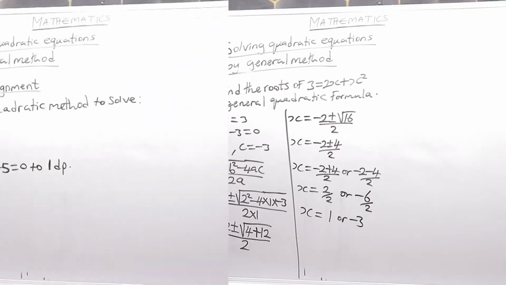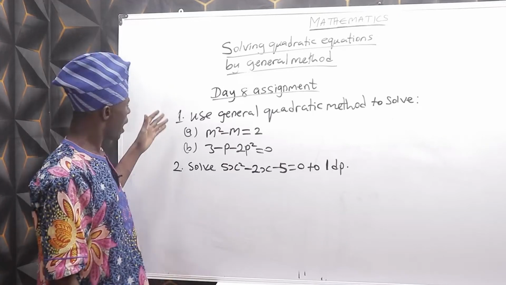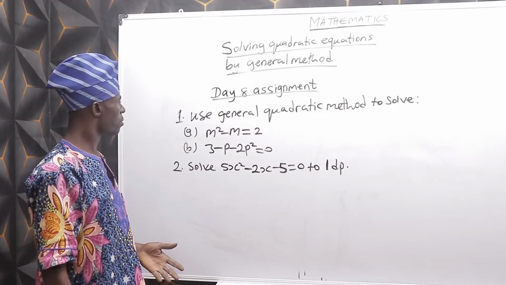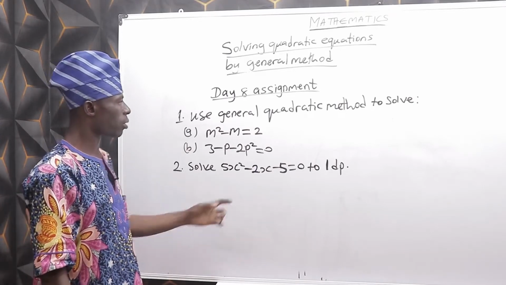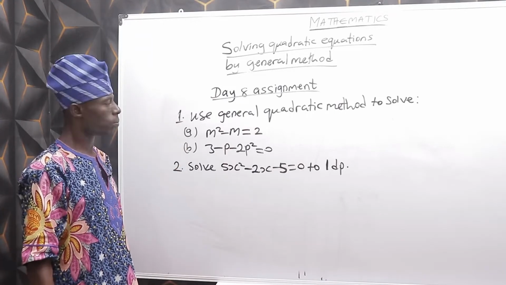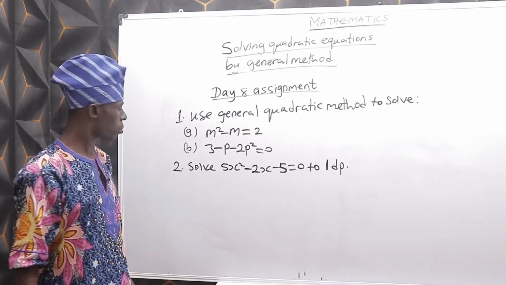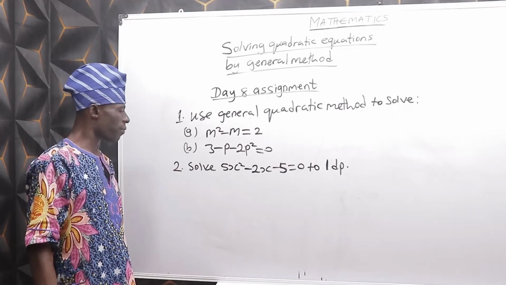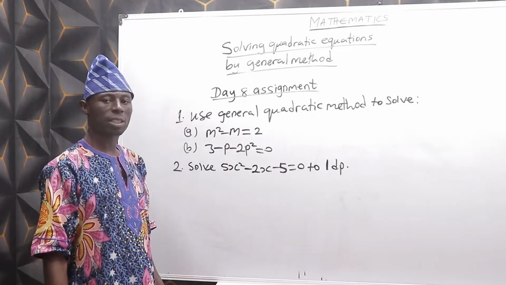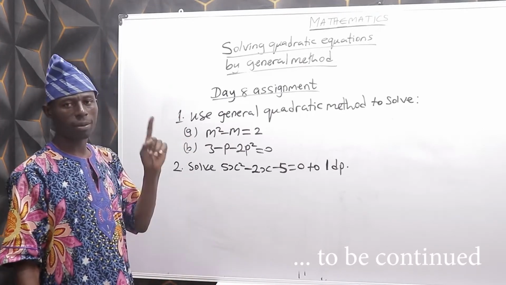So that is it. I wouldn't leave you without an assignment as usual. I have the following questions for you. Use the general quadratic method to solve: A, m squared minus m equals 2. B, 3 minus p minus 2p squared equals 0. And question 2, solve 5x squared minus 2x minus 5 equals 0 to 1 decimal place using the general quadratic method.